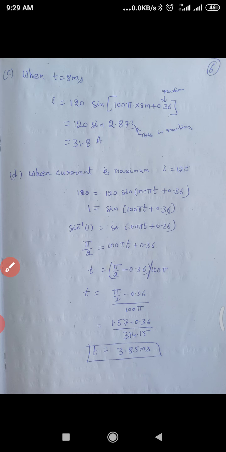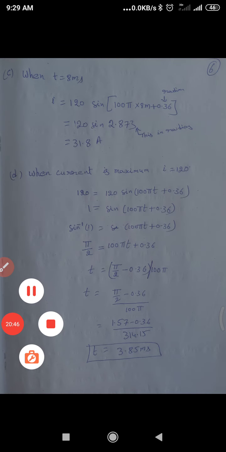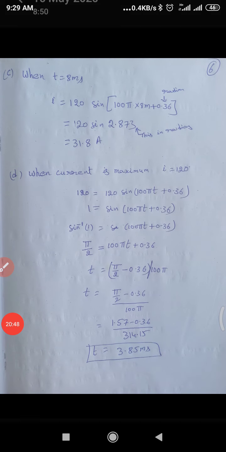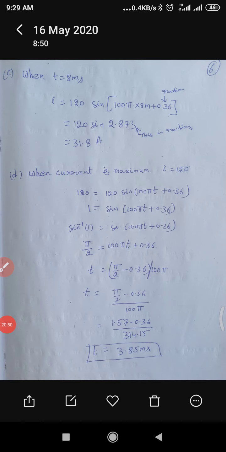So this is about the problems in AC networks. In our next class, we will discuss how to find the average values and RMS values for a waveform.